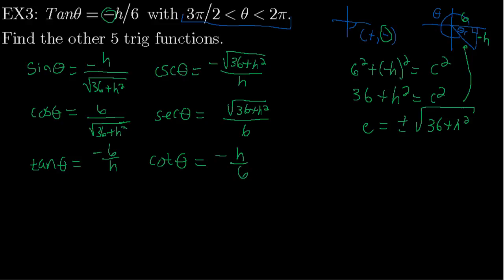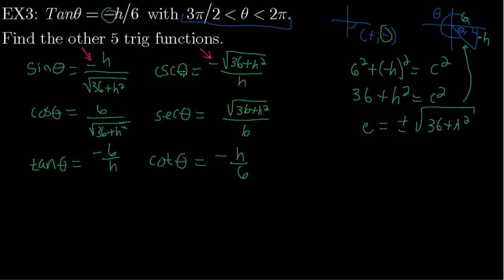Double checking a couple things, I can see that the signs for sine and cosecant are negative, which they should be in quadrant 4. Cosine and secant are both positive, and tangent and cotangent, which are division of sine over cosine and cosecant over secant, are both negative.